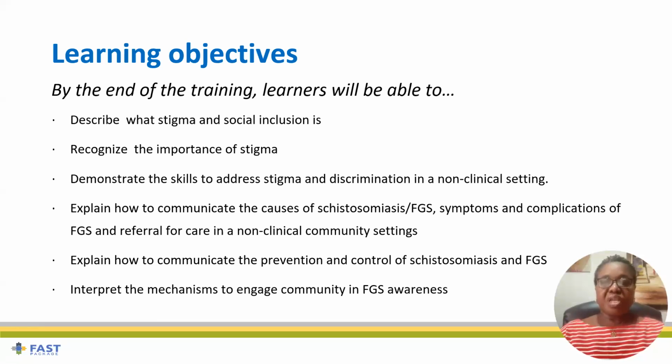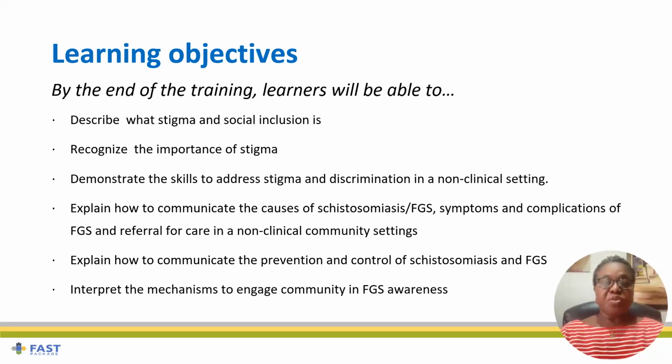At the end of this training, I'm hoping that you'll be able to describe what stigma and social inclusion is, be able to recognize the importance of stigma, and be able to demonstrate the skills to address stigma and discrimination in a non-clinical setting. I'm hoping also that you'll be able to explain how to communicate the causes of schistosomiasis and female genital schistosomiasis, their symptoms and complications of FGS, and referral for care in a non-clinical community setting.